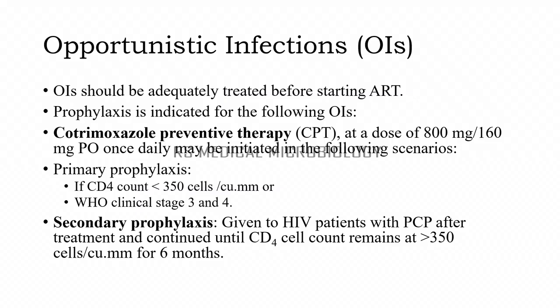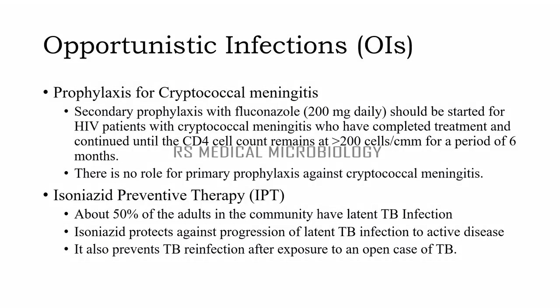WHO clinical staging has been mentioned in the previous video. If you want to, you can go back to the video, have a look at those clinical stages and come back. Secondary prophylaxis is given to patients with pneumonia after treatment and continued till CD4 cell counts remain at more than 350 cells per cubic millimeter for 6 months.